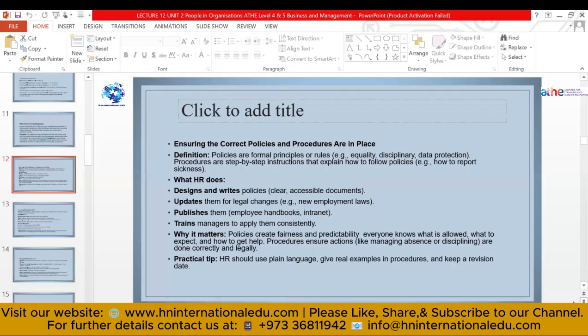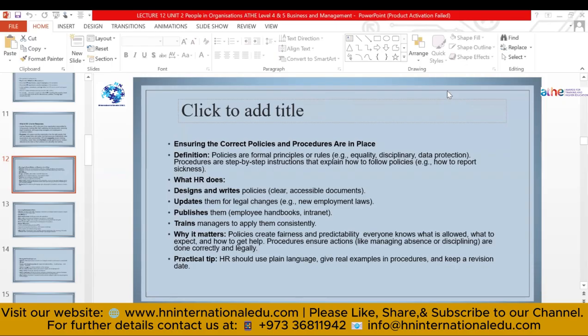Why it matters, the significance. Policies create fairness and predictability. Everyone knows what is allowed, what to expect, and how to get help. Procedures ensure that actions like managing absence or disciplining are done correctly and legally. So it is very important that you use proper procedures to confirm the policies and use them in the proper way.